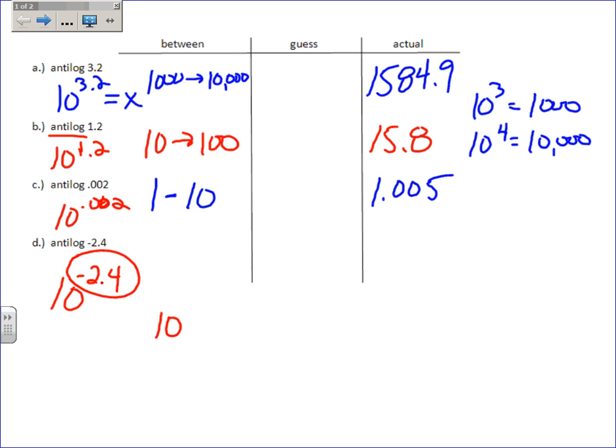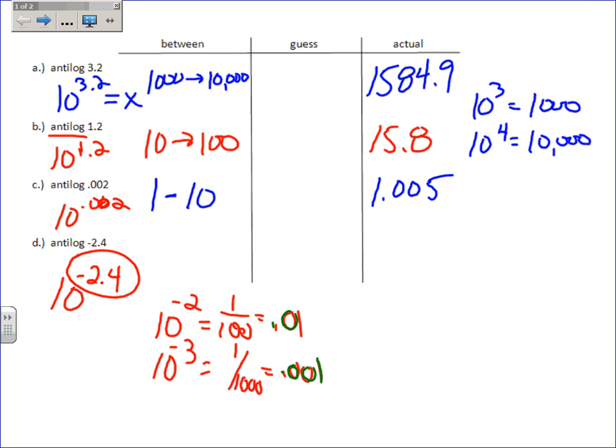And it fits in between 10 to the negative 2 and 10 to the negative 3, right? 10 to the negative 2 is 1 over 100, which is 0.01. And this is 1 over 1,000, which is 0.001. And so your answer, and it's kind of in the middle, right? And so, again, here's how I look at it. This is kind of 0.001. This is 0.010, right? So I have to find something in the middle.